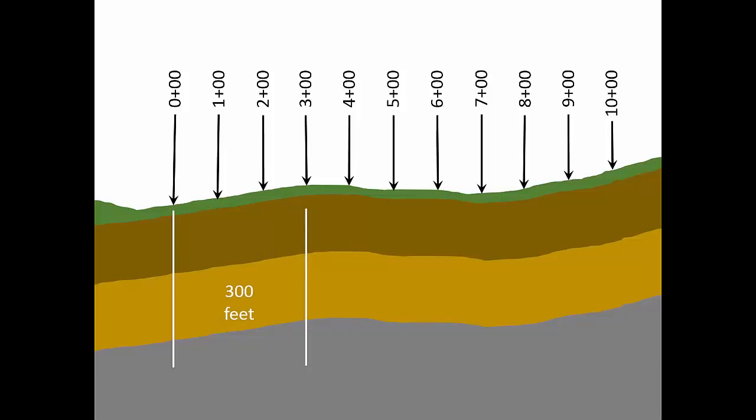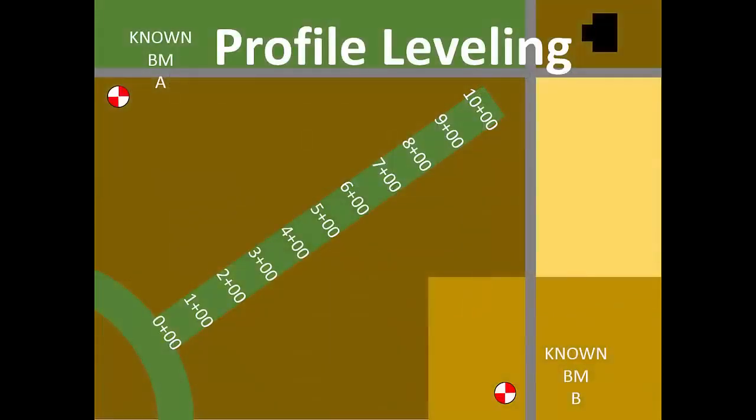This system allows more specific locations as well. The deepest ponding in your waterway occurs at station 6+72. Station 6+72 is 672 feet from the 0+00 origin. Now that we have the stations marked, it's time to use profile leveling to measure the elevation at those stations in the waterway.